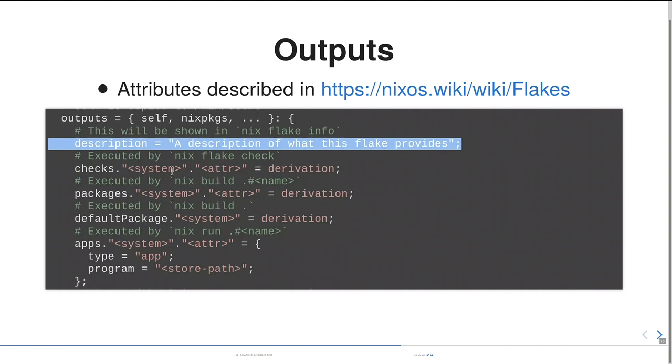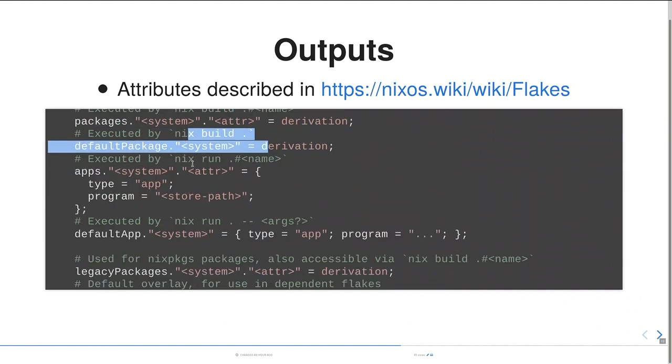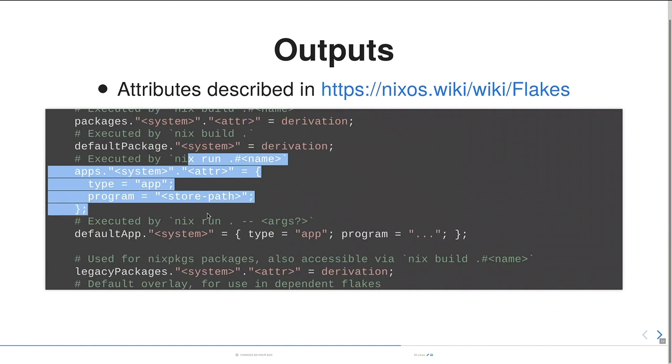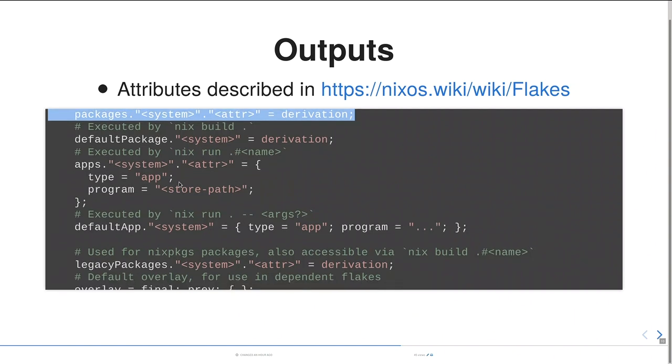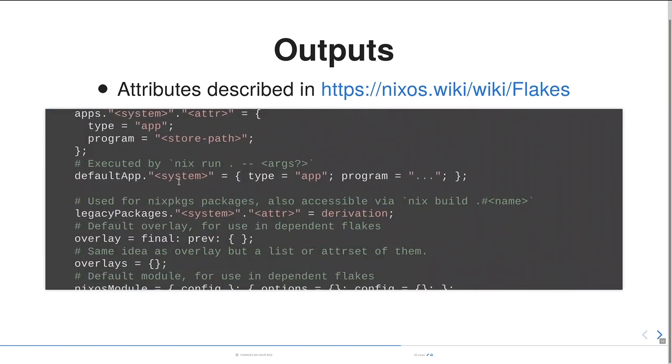It will just quickly summarize. So the system here means basically something like x86-linux, for example, and the attribute would be then the attribute. And then you need to put it in derivation, and then you have different attributes that do different things. For example, nix build would look into the default package, while nix run would look into apps first, and then maybe in packages. And therefore, you have basically for all these different tools, you have different attributes.